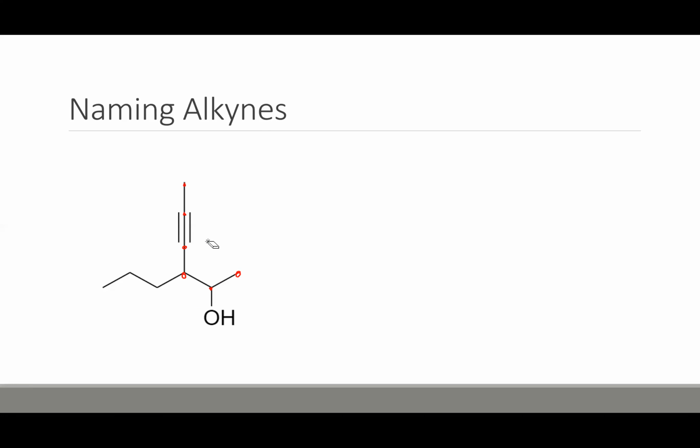So this is a 6-membered chain, hex. It has an alcohol in it, so there's an -ol there, and it has a triple bond in it. There's an -ine there. And there are no other groups except for this side group. This is now a side chain, and it is 3 carbons long, so it is a propyl group.